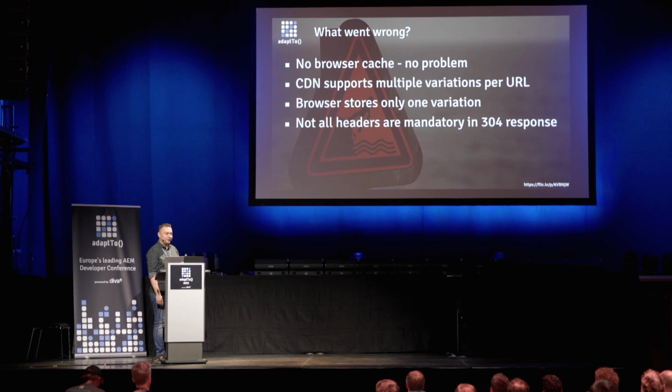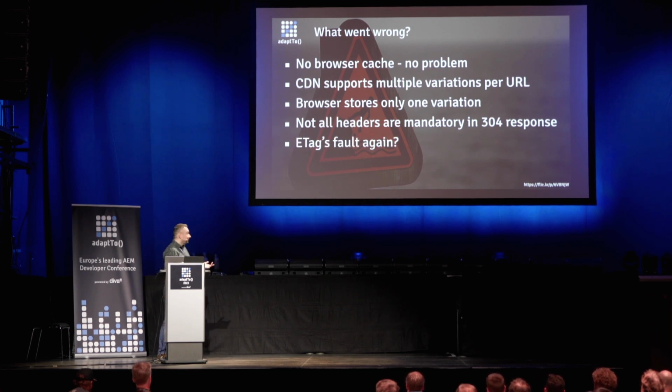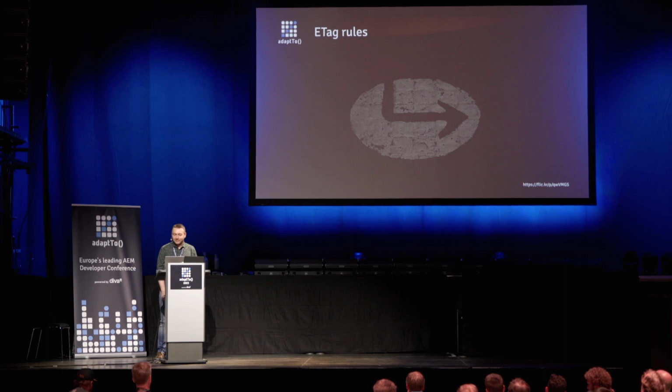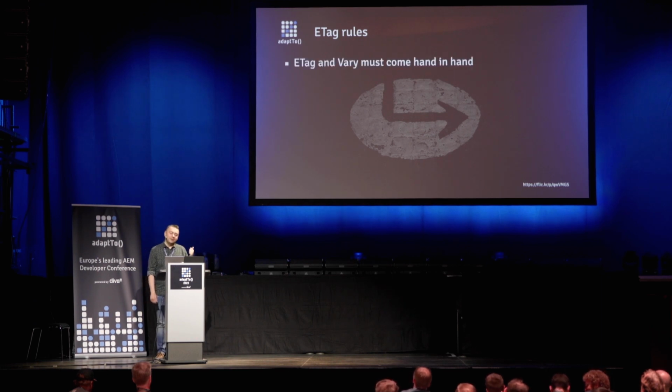And when a 304 response gets generated, as per the HTTP standard, not all headers are mandatory, and that Access-Control-Allow-Origin is definitely not mandatory in this case. So we got a 304 response without Access-Control-Allow-Origin, and the browser said, hey, apparently that site doesn't trust me, so I just can't give you anything. So is this ETag's fault again? Yes, it is.